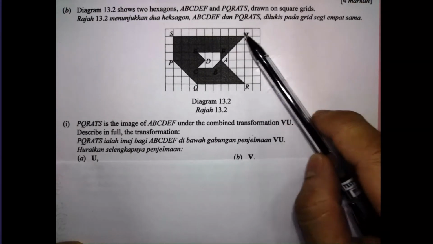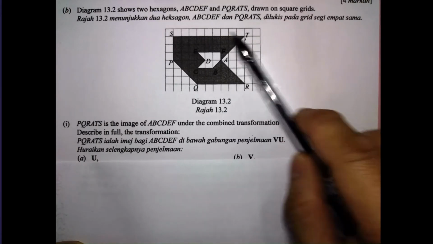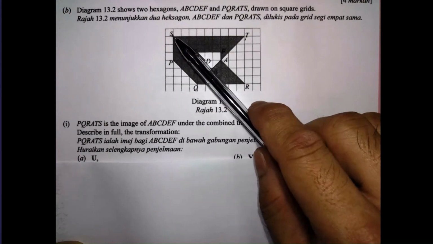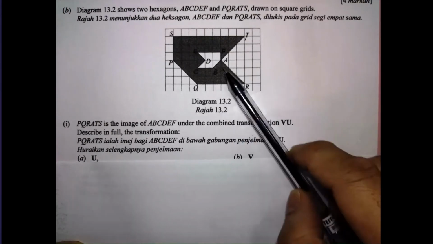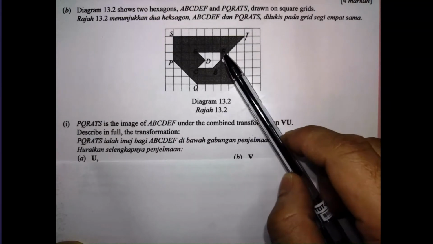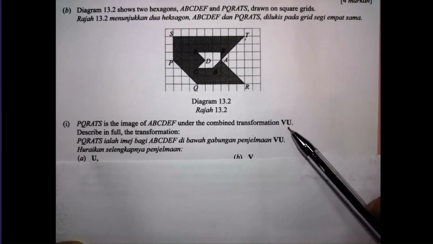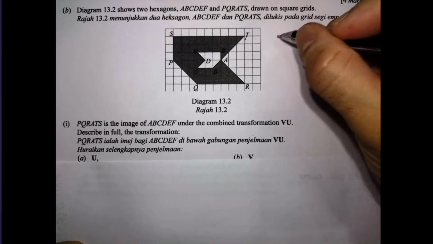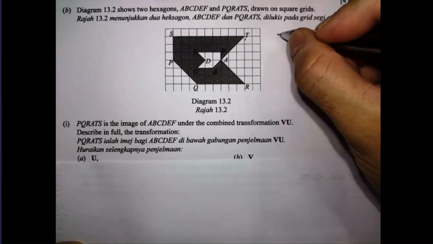What you can see from the diagram here is the bigger size of the image PQRSTU, which is the image of ABCDEF under the combined transformations of V, U. So we have to identify which transformations are involved. In our syllabus, we have 4 types of transformations. Number 1, we have translations.